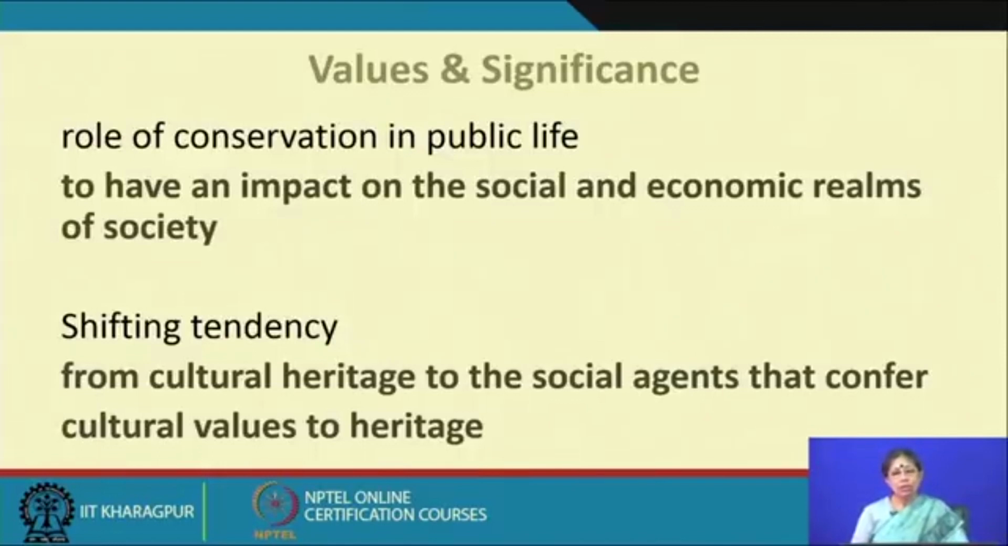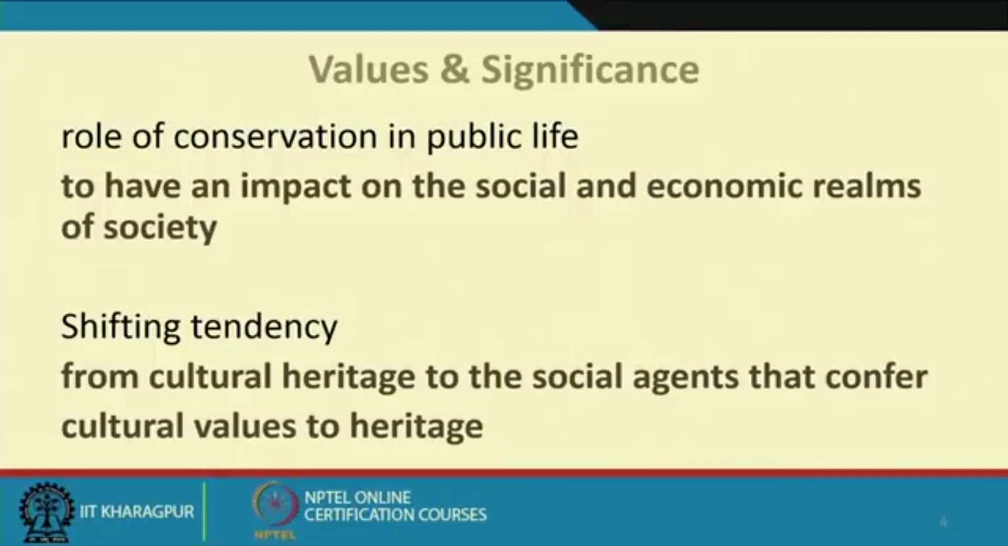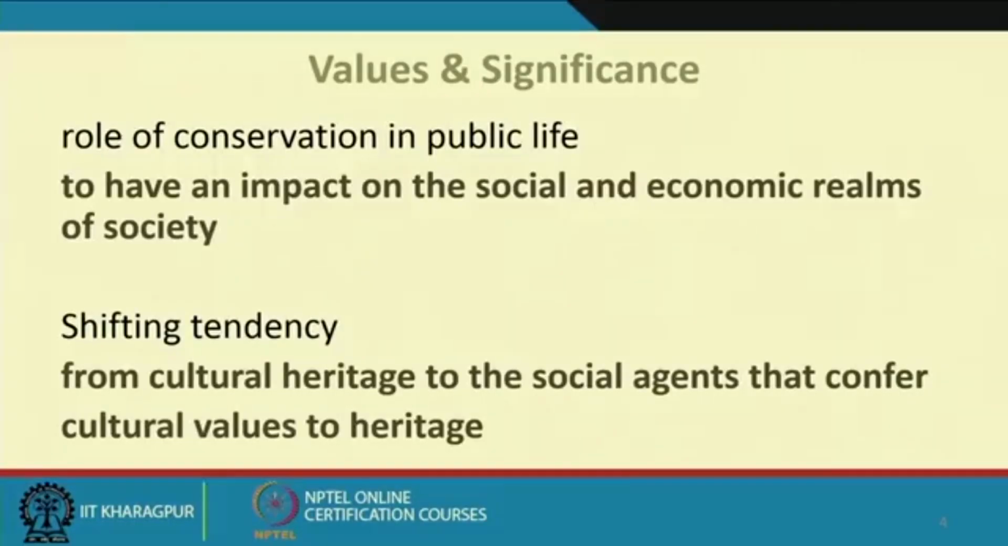We must also remember, while talking about significance and values, the role of conservation in public life. There is a gradual shift, because just the experts saying that something has significance is not enough. There is a shifting tendency to see cultural heritage and heritage property as social agents, which should have an impact on the social and economic realms of society. So the community who are the stakeholders or caretakers of the heritage property are very important, and their values and significance must be considered. Even among stakeholders there are different groups, and there may be conflicting issues. That is why, again, objective assessment of significance and values is very important.